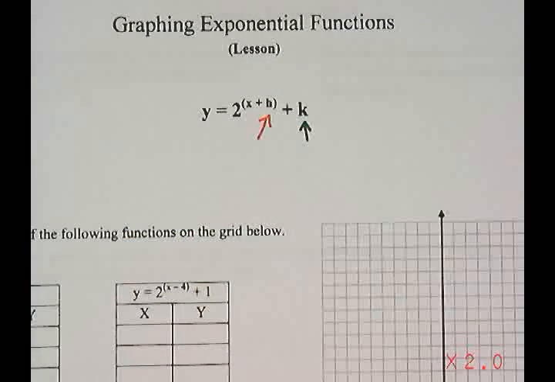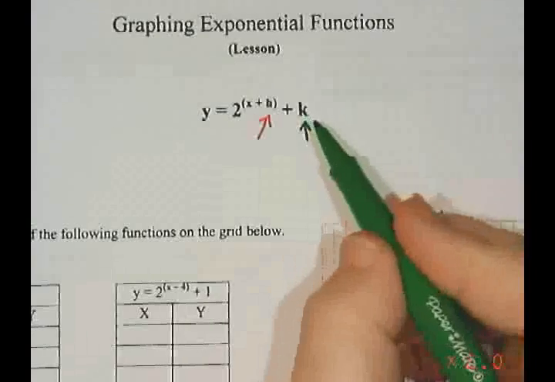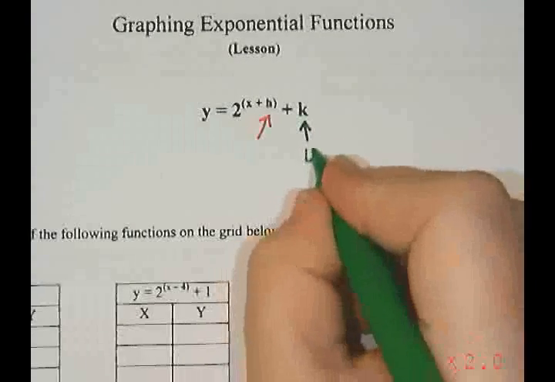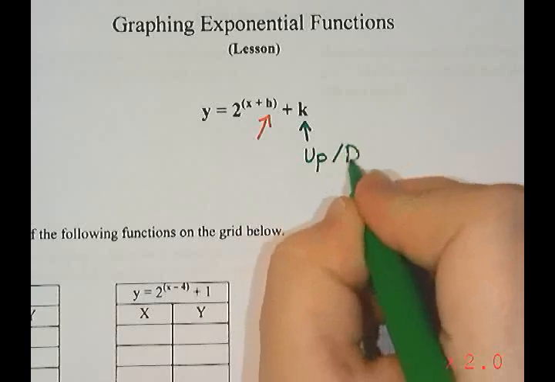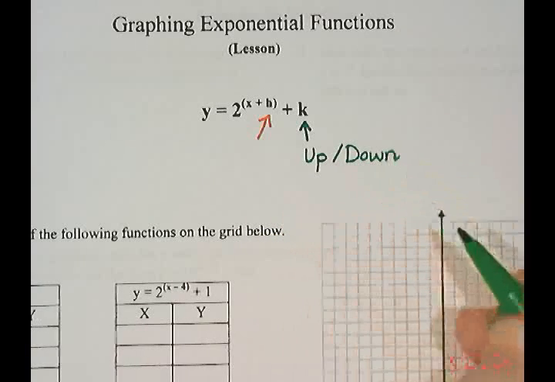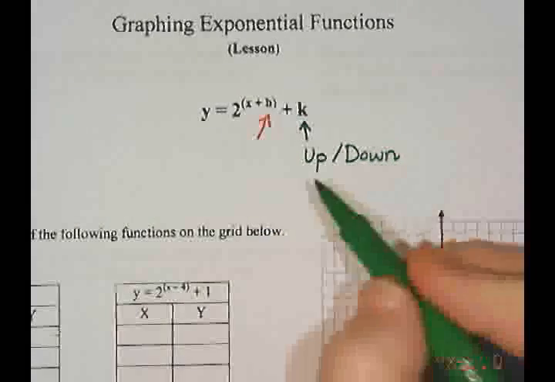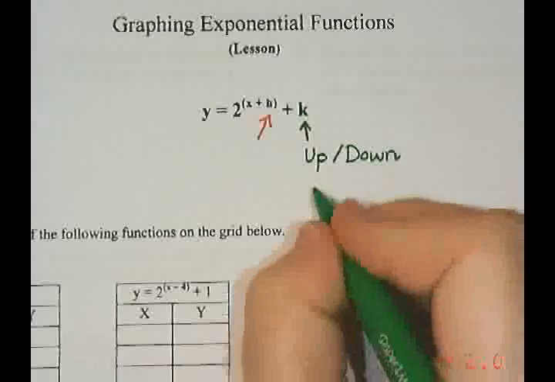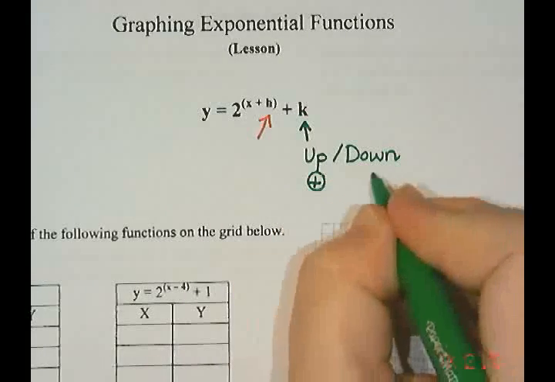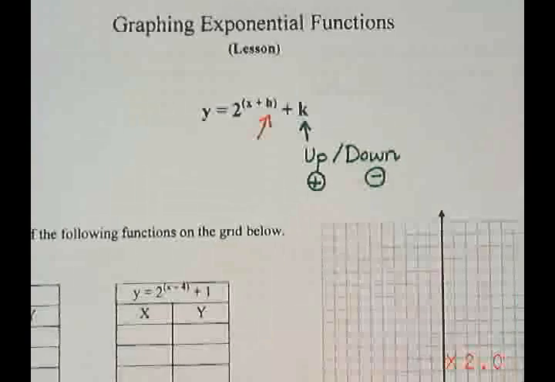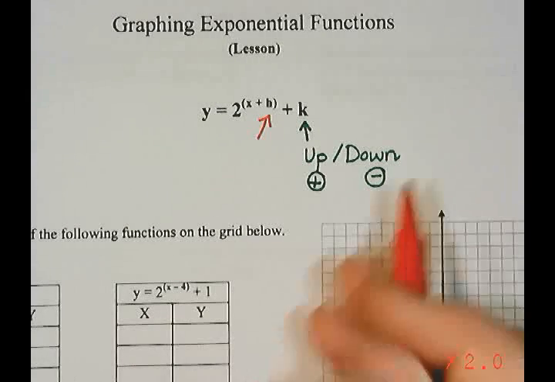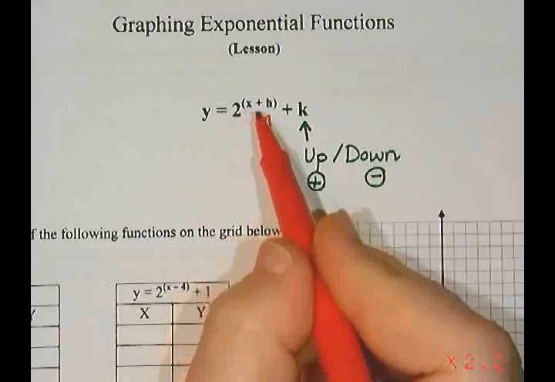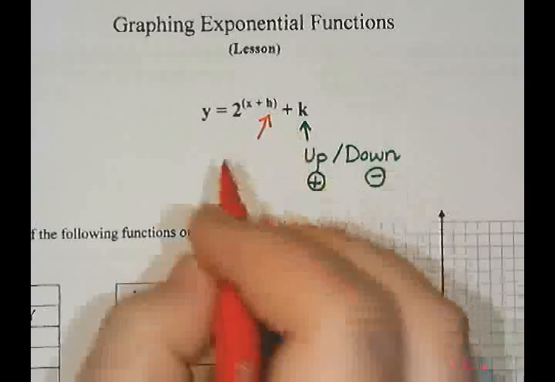Now, hopefully from the investigation, you figured out what k did. It seemed to move the graph up and down, which are called vertical translations. To move it up, it needed to be a positive number, and to move it down, it was a negative number. Now, the h inside the bracket, instead of moving up and down, moved it left and right.